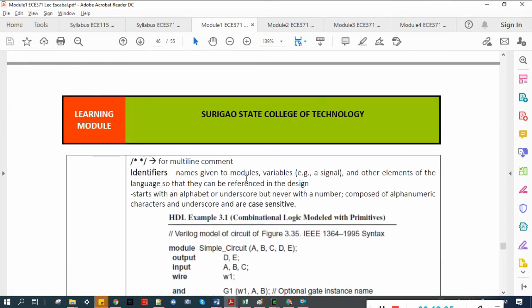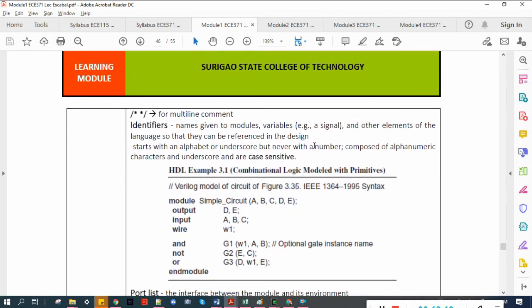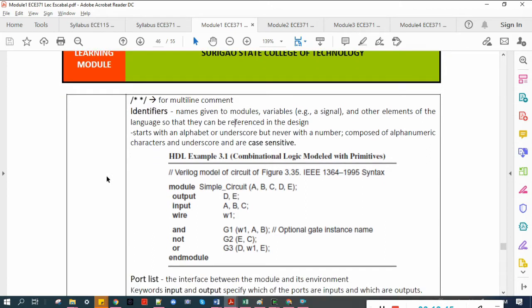Identifiers are names given to modules, variables, for example a signal, and other elements of the language so that they can be referenced in the design. They start with an alphabet or underscore, but never with a number. They are composed of alphanumeric characters and underscore and are case sensitive. So Verilog is case sensitive, while VHDL is not case sensitive. That's one of the differences between Verilog and VHDL.